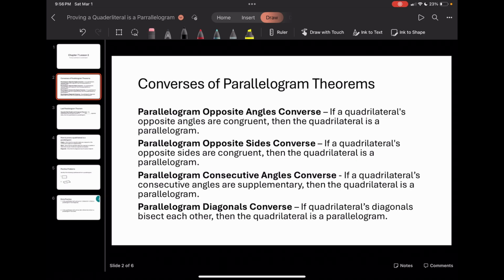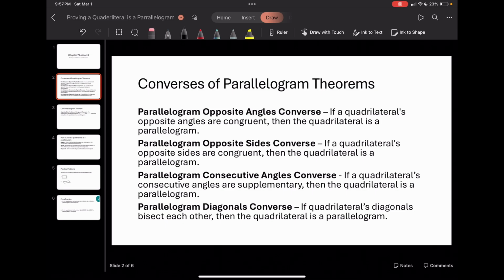So we have a bunch of converses to get through. These are just the converses of the theorems we saw in the last video, or the last lesson. I don't know if this is actually going to be the last video. So the first converse is the opposite angles converse. If a quadrilateral has congruent opposite angles, then the quadrilateral is a parallelogram.